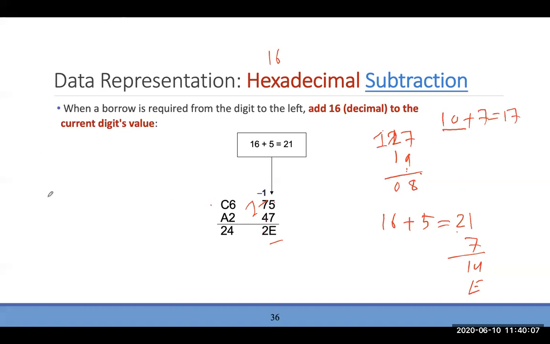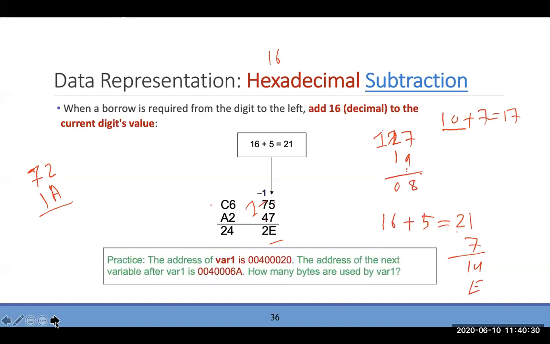Okay, so you can play with those as an exercise. You can see more exercises maybe in the lab as well. So you can say, let's say 72, and you're going to say maybe A1, and try to do that. Okay, try to borrow and see what happens. All right, so this is the subtraction.